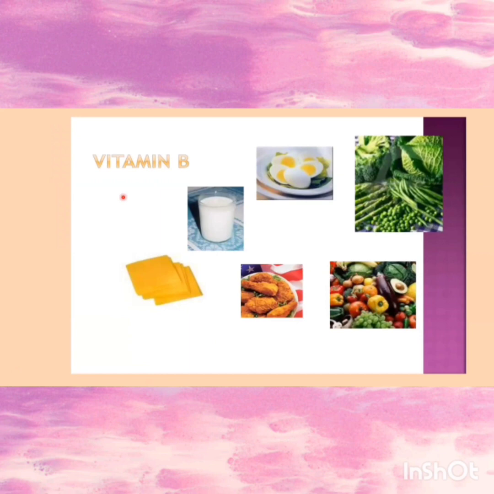The sources of vitamin B, you can see egg, green leafy vegetables. Next, butter, milk, green vegetables, wheat, and whole grains. These are the sources of vitamin B.